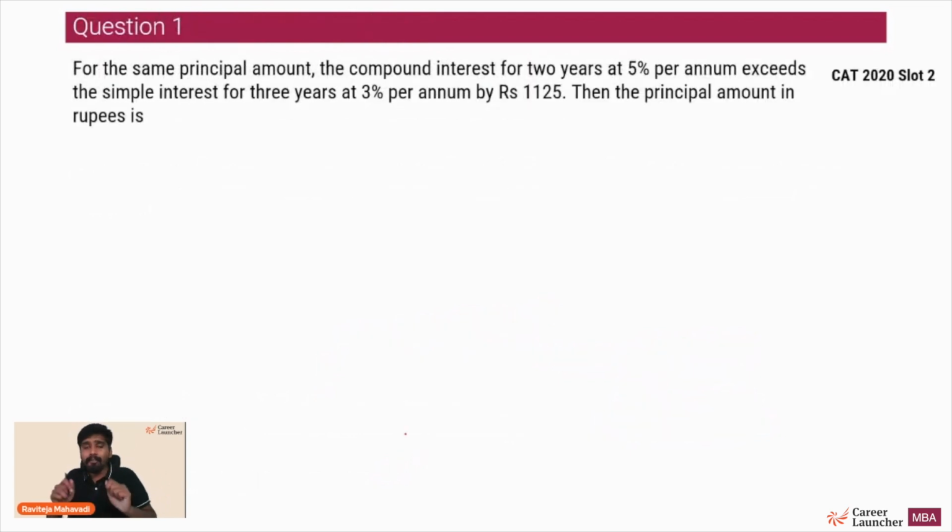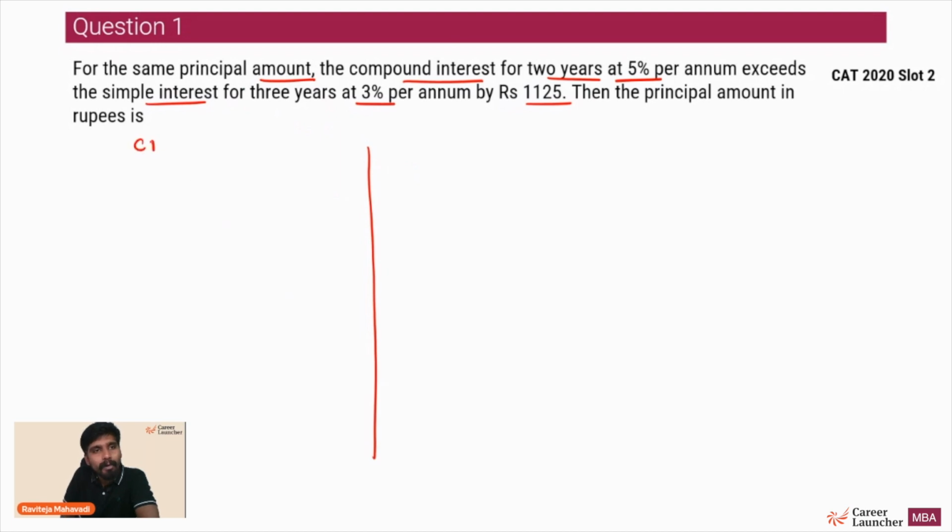So this is a CAT 2020 slot 2 question. Question 1. For the same principal amount, compound interest for 2 years at 5% per annum exceeds simple interest for 3 years at 3% per annum. So there are two parts to the question. First part is compound interest. Second part is simple interest. Let us see what will happen.